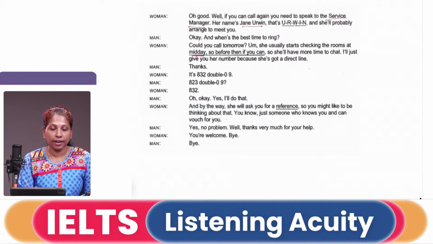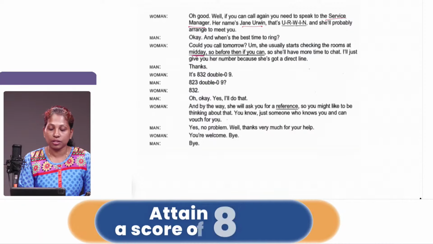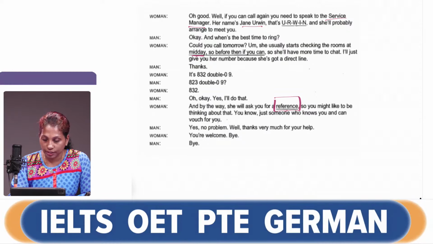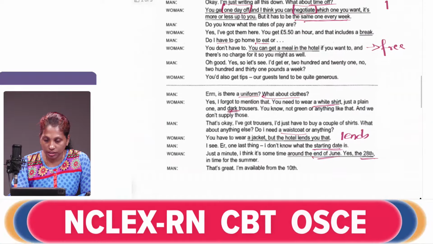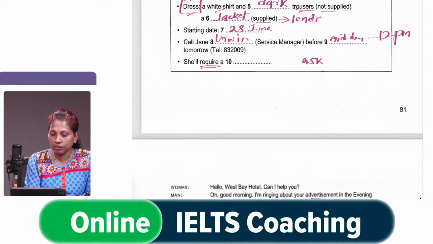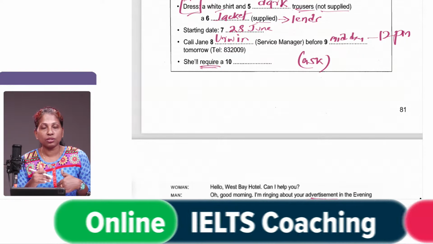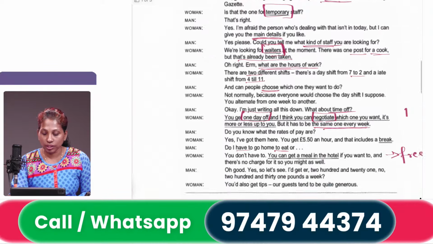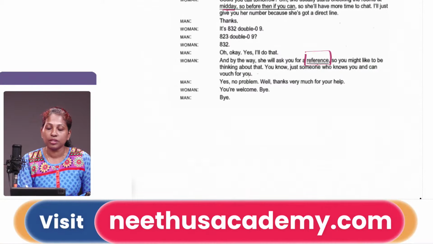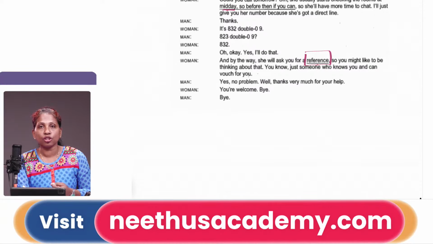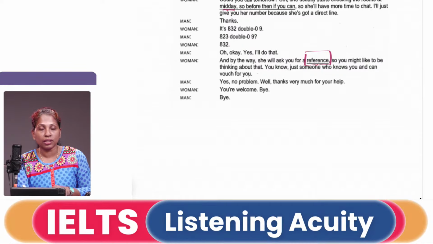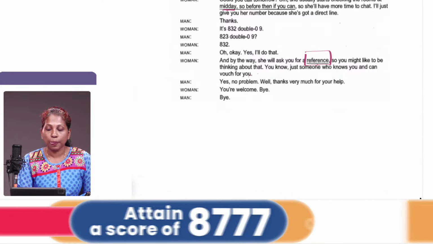And by the way, she adds something else. She will ask you for a reference. Now, reference generally means a sign or indication. There's a note here which says she will require, she will ask. When you require something, you ask. So she requires what? It is a reference. That means she will ask you to give a reference of your previous jobs, somebody who can authenticate you. You might be thinking about that.